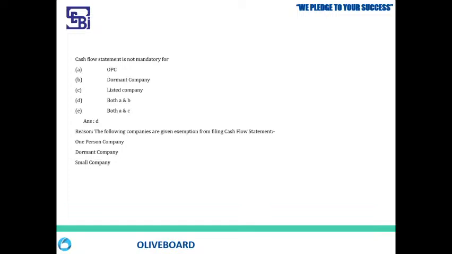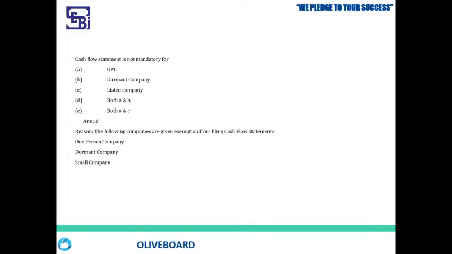The relaxation was given to three kinds of companies. One is the one-person company. Second is the dormant company. Third one is the small company. You're getting it? Again, ma'am, what is meant by one person, dormant and small? I request you to go through your accounting notes, which we have given. There also I have explained, and even in the Companies Act, I have explained what is meant by OPC, dormant and a small company.